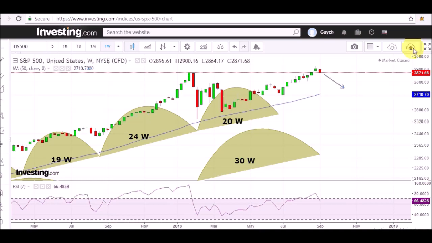Another possible factor is the length of this cycle. It's already getting stretched a little bit too long, and it's time to finish this cycle with a low. So again, going into the declining phase of this cycle.